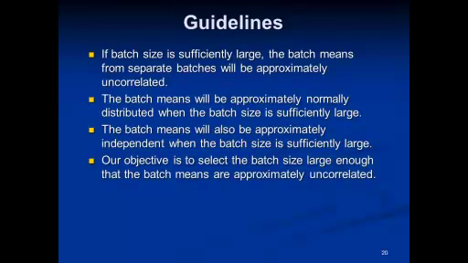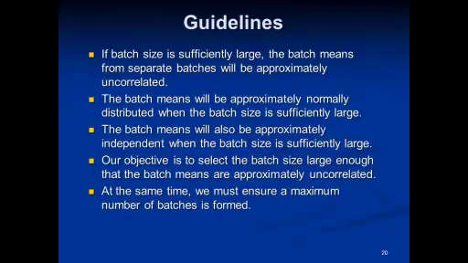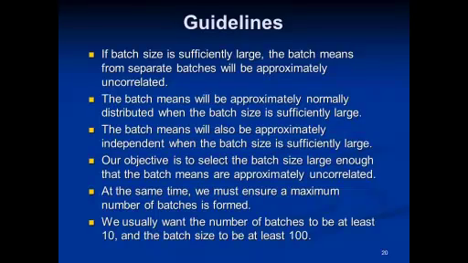And our objective is to select a batch size large enough that the batch means are approximately uncorrelated. And at the same time, we have to make sure that we have the right number of batches formed in order to ensure that the means from the separate batches will be approximately normally distributed as well. And this is a kind of a rule of thumb. Like I said, there are mathematical techniques to determine appropriate batch sizes and so forth. But the rule of thumb is at least 10 batches with a batch size of at least 100 observations. So 10, 100.